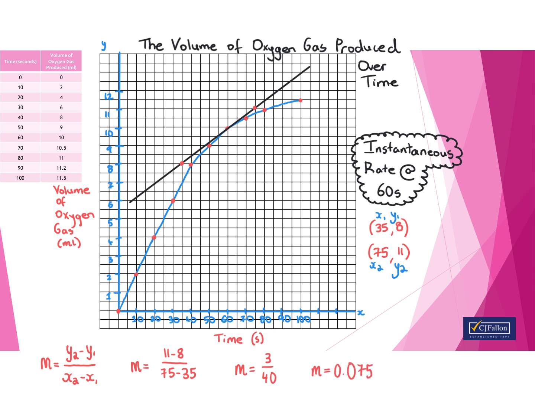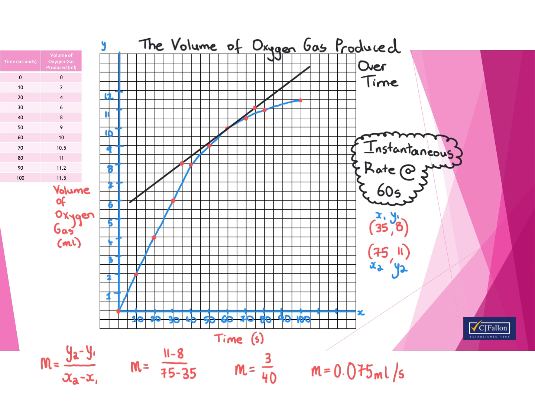What does 0.075 mean in terms of the rate of the chemical reaction? Well, it means that 0.075 milliliters of oxygen gas were being produced at that particular time every second. It's important that when you are calculating the instantaneous rate that you always include your units. So ensure that you have milliliters per second included in your answer. It won't always be milliliters per second. However, you can always find out what the units are going to be by looking at the data you have graphed. You will find the units on the x and the y axis.